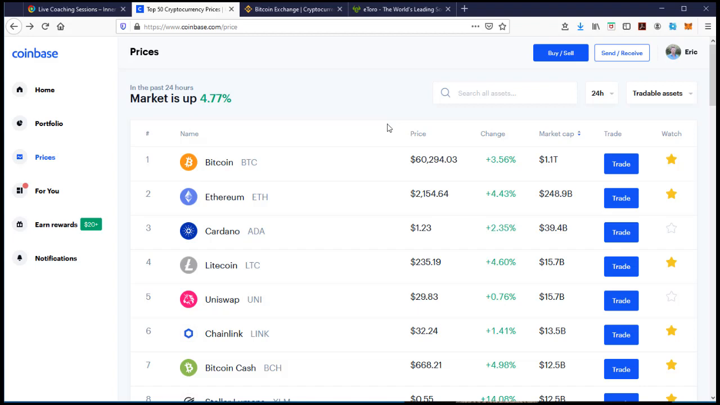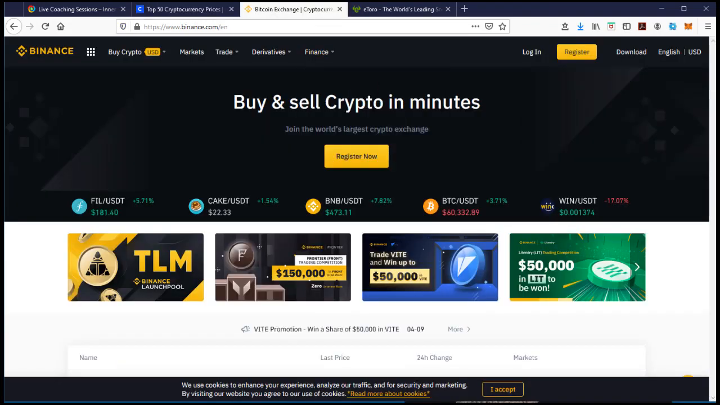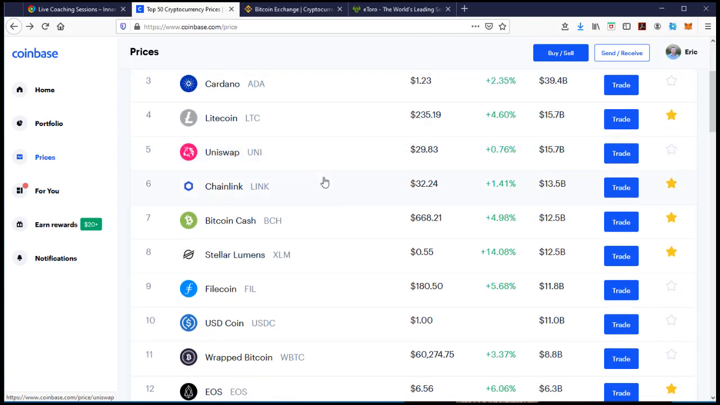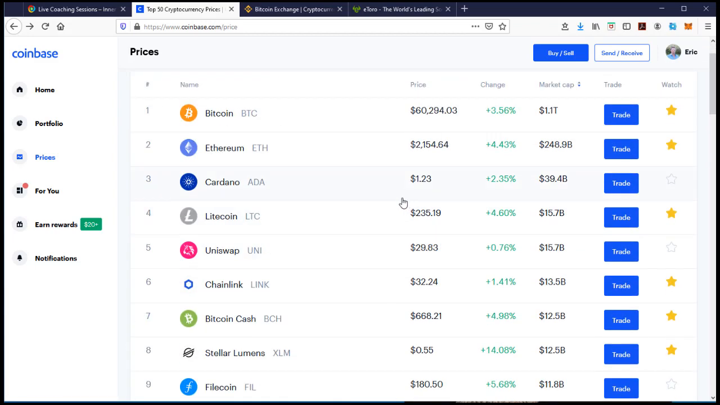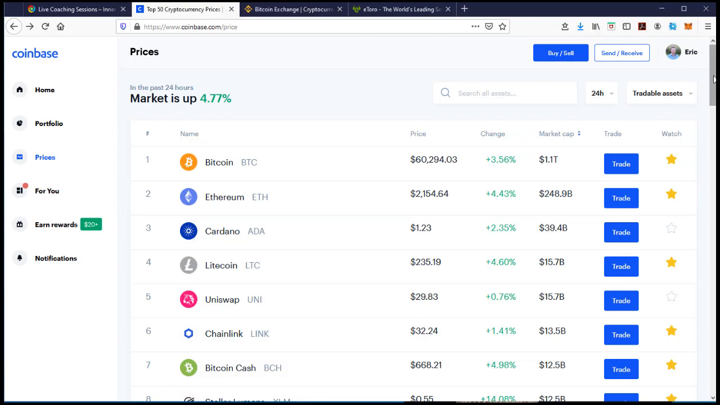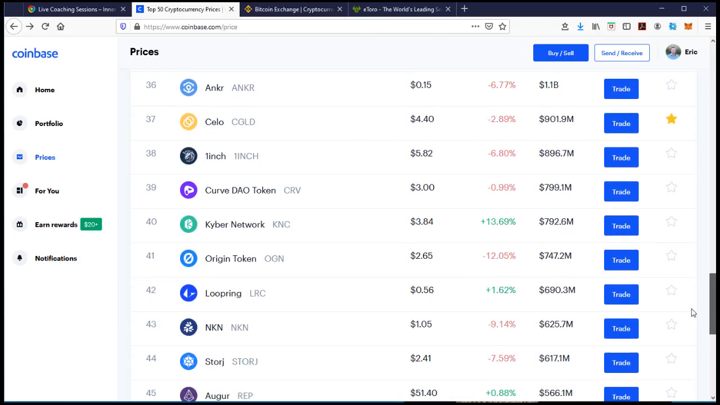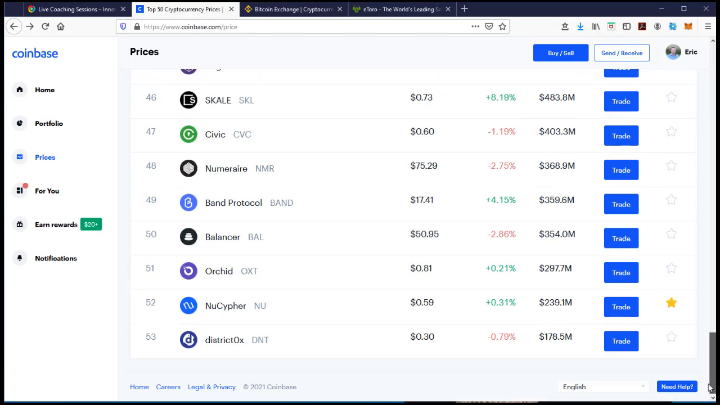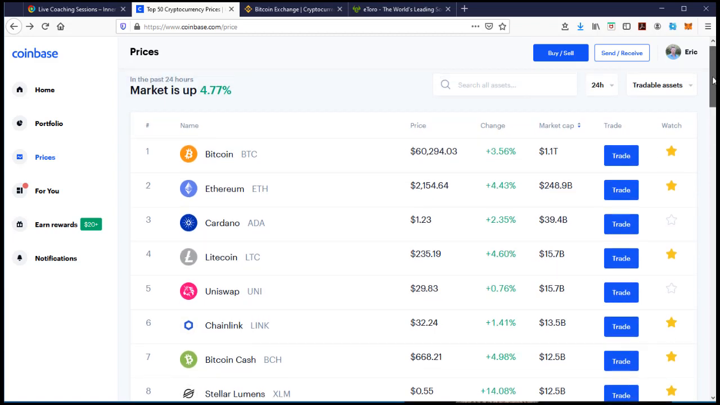Okay, Binance is another one. It's another very popular platform. One of the main differences between Coinbase and Binance is that Binance has a lot more options for types of cryptocurrency that you can trade. Coinbase is limited to what I would consider to be some of the most popular cryptocurrencies available. At this moment, they have 53 cryptocurrencies available on their platform that you can buy, sell, and trade.